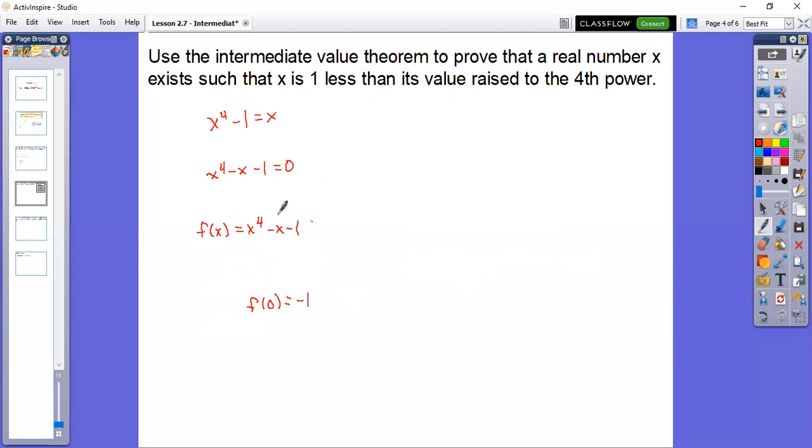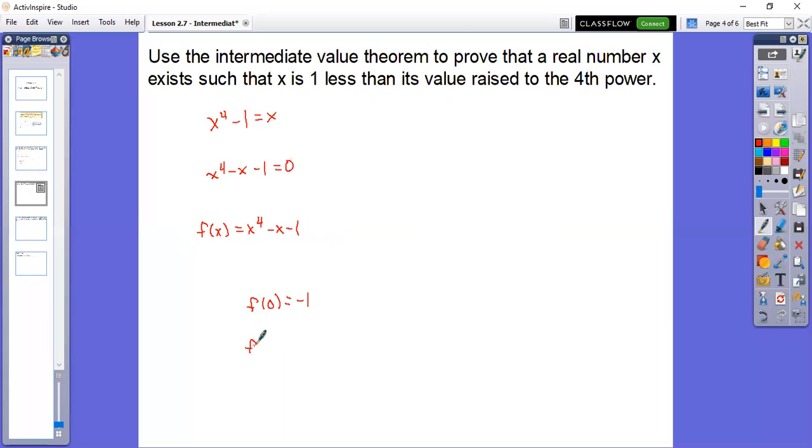So because this is a polynomial function and I know that it's continuous everywhere, if I can find an x value where f of x is positive, since f of 0 is negative 1, if I can find any x value where f of x comes out positive, then that means that, by the intermediate value theorem, f of x had to have hit 0 at some point. So what I notice is this is minus x minus 1. That's going to be relatively small compared to x to the 4th.